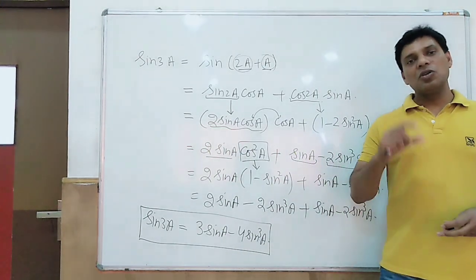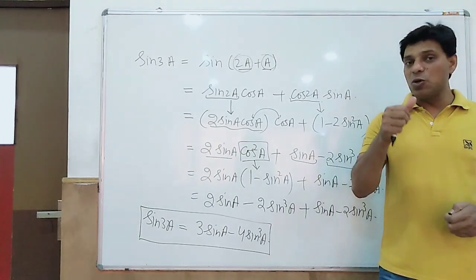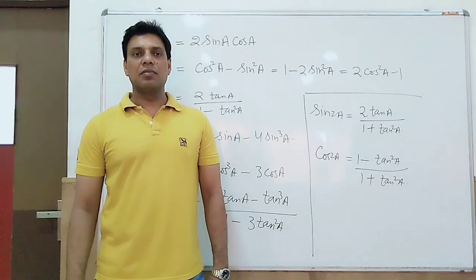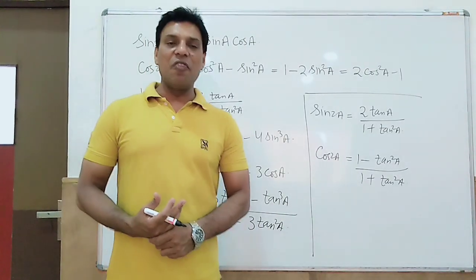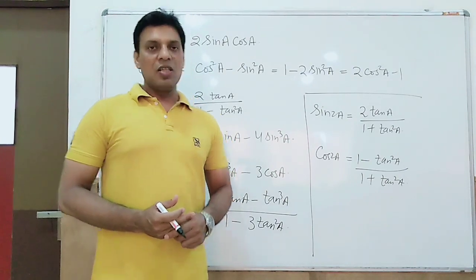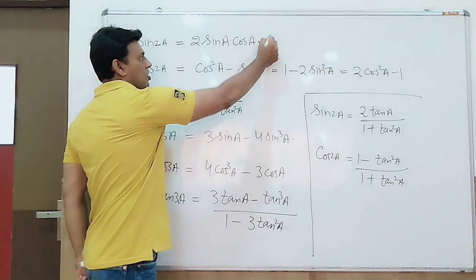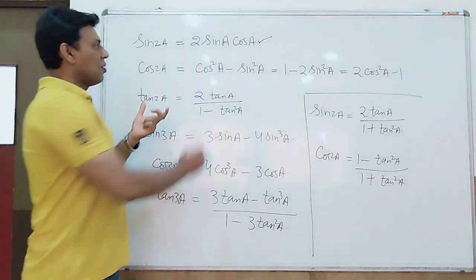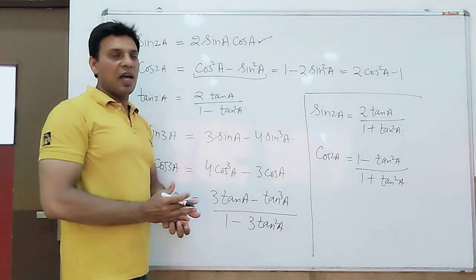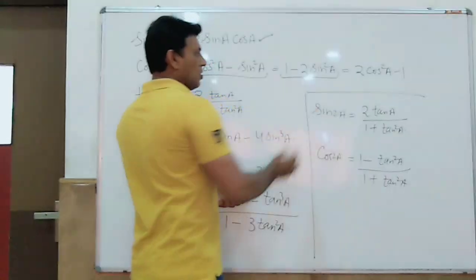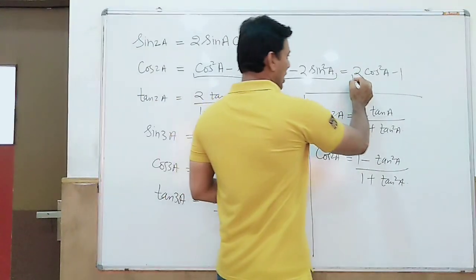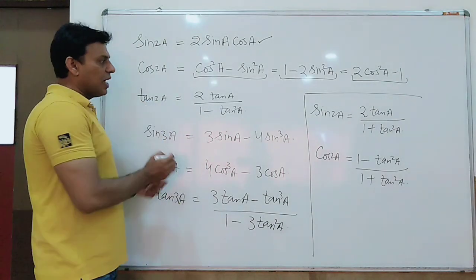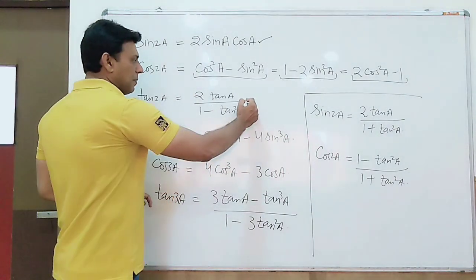Now I am listing all the formulas, and you have to memorize all of them. This is the list of all the formulas we have just studied. Sin 2a is 2 sin a cos a. Then the formula of cos 2a: formula number 1, cos square a minus sin square a; formula number 2, 1 minus 2 sin square a; formula number 3, 2 cos square a minus 1. Similarly, the formula for tan 2a is 2 tan a upon 1 minus tan square a.